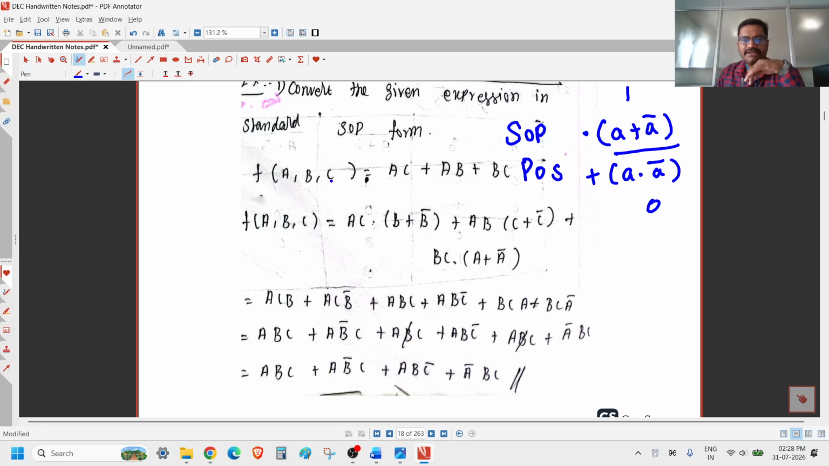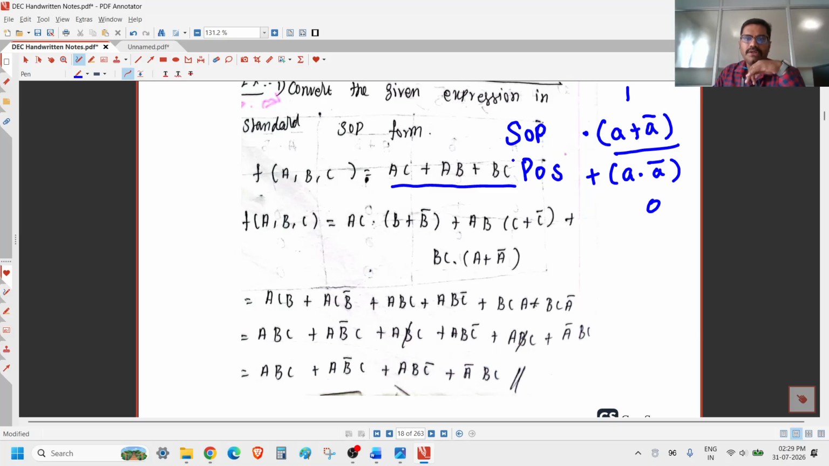Now you can see there is one example. F of A comma B comma C is equal to A into C plus A into B plus B into C, right? Here you can see this is a canonical form, that is unstandard form. Why? Because the first term is missing the B variable, the second term is missing the C variable, and the third term is missing the A variable, right?